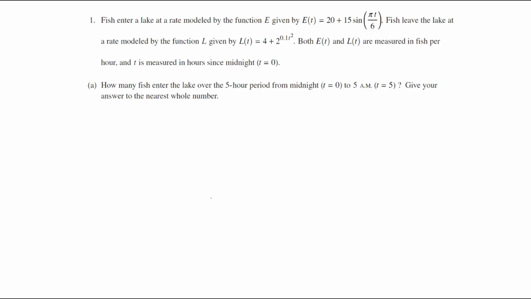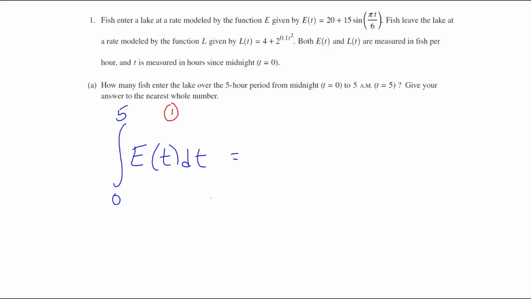So question A here is asking how many fish enter the lake over the 5-hour period from midnight to 5 a.m. So from t equals 0 to t equals 5. Well, in order to figure out the number that enter the lake during some time period, we have to integrate the function that represents the rate at which they enter the lake from 0 to 5. So just writing out this, an integral from 0 to 5 of E of t dt gives you 1 point. And make sure you don't also include the amount that leave. They're asking specifically how many enter. It doesn't matter how many leave.